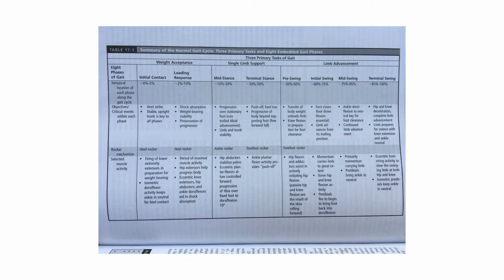This next table here has been taken from your book. Feel free to look at that, table 17-1, but it is also here as well. So it shows you the selected muscle activity with the 3 primary tasks of gait that we just talked about, the weight acceptance phase, the single limb support, and the limb advancement. On your own, go ahead and pause this video and then feel free to watch the 2 different YouTube videos that discuss the 8 phases of the gait cycle and use these for your reference and your review for the future.